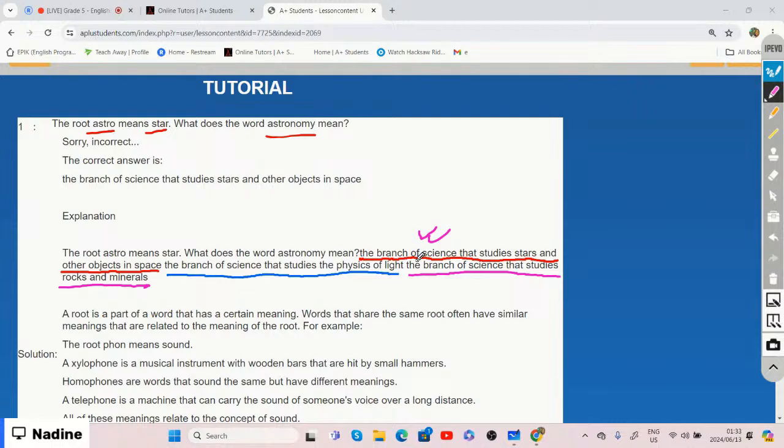Exactly. So astronomy is the study of celestial objects and phenomena that occur in space. That is correct. Or in this case, the simple meaning that we just made mention of: it is the branch of science that studies stars and other objects in space. So well done. As long as you have stars in there or you have space in there.